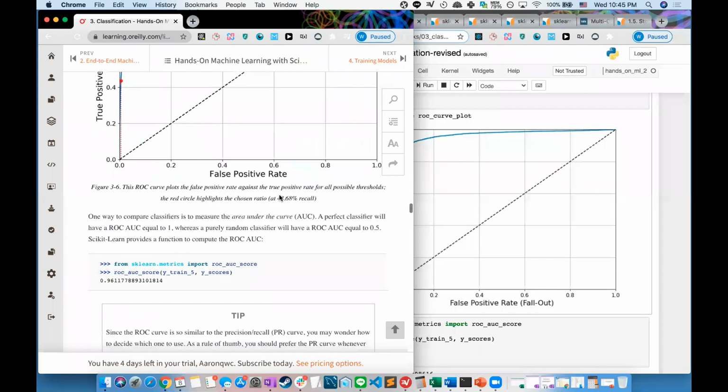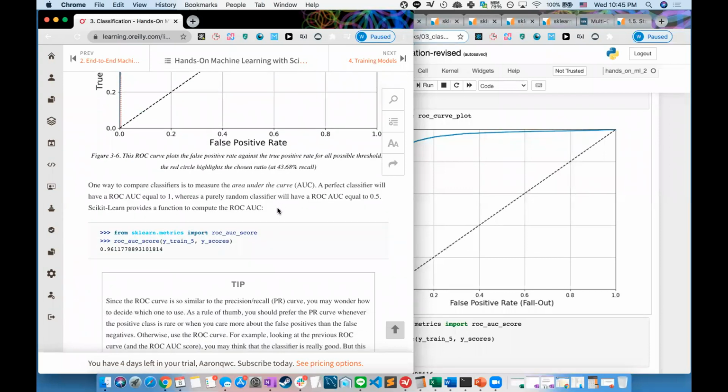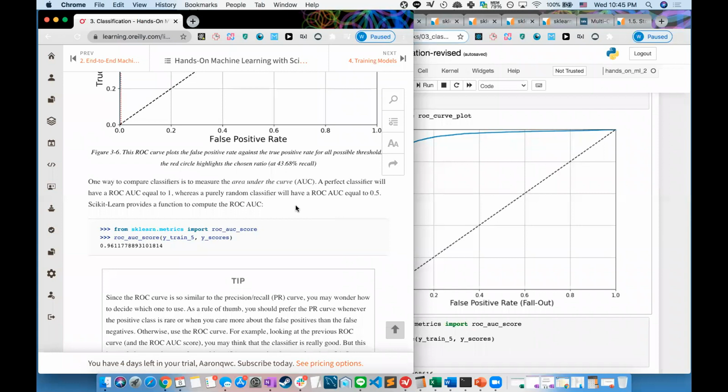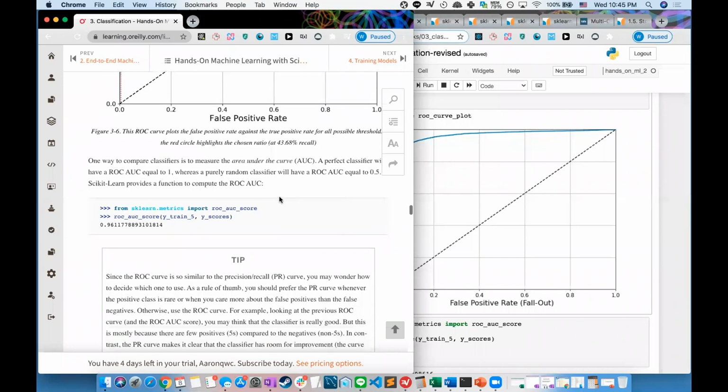Okay. One way to compare classifiers is to measure the area under the curve, AUC. A perfect classifier will have a ROC AUC equal to 1. And I think he was just referring to the ROC AUC score. Whereas a purely random classifier will have a ROC AUC equal to 0.5. Scikit-learn provides a function to compute ROC AUC.